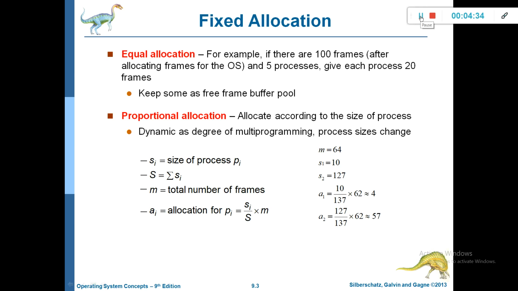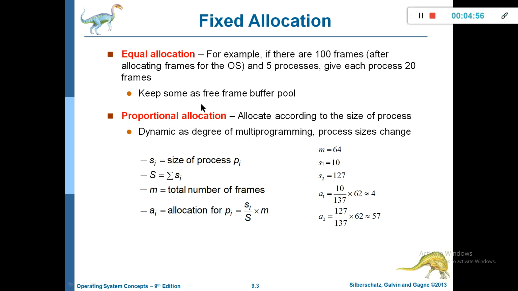This applies when there is more than one process, as the degree of multiprogramming increases. For example, equal allocation means if there are 100 frames and there are 5 processes, we equally distribute these 100 frames to all 5 processes. Give each process 20 frames.